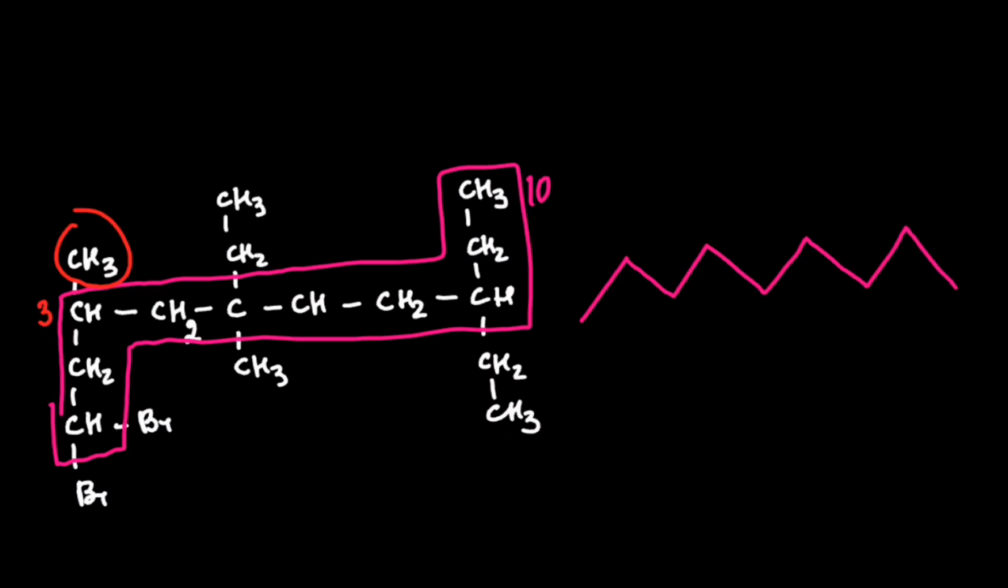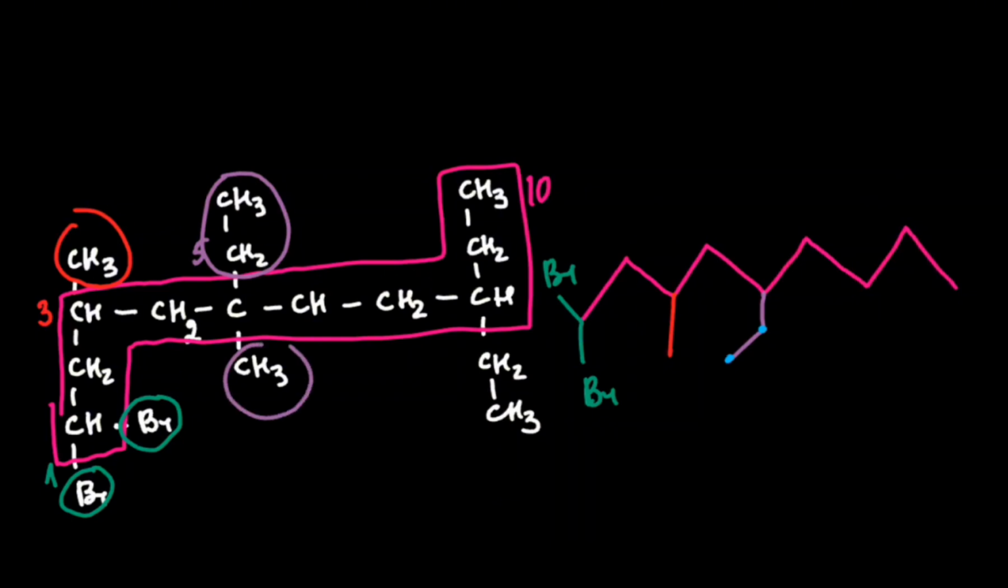On the first carbon, there's a CH3 group, so we draw a line. On the first carbon, we have 2 bromine atoms, so we add both. Next is a CH2CH3 group. It contains 2 carbon atoms, so it should look like a short chain, and you should see both carbon atoms in the skeletal formula. On the same carbon, we also have another CH3 group.